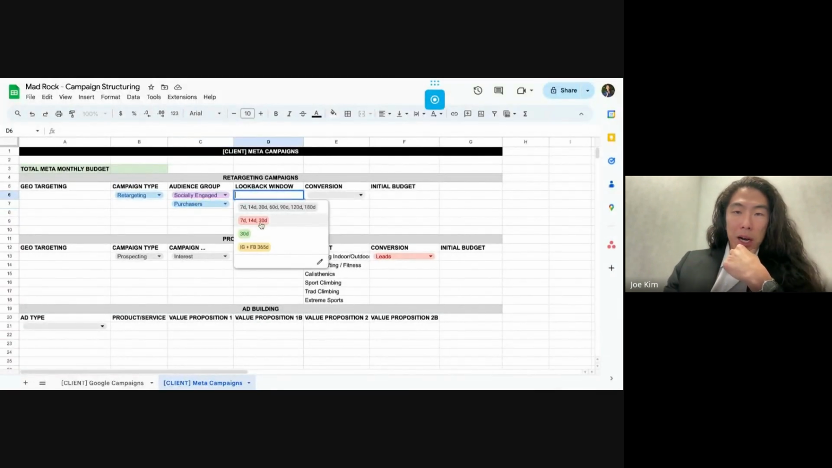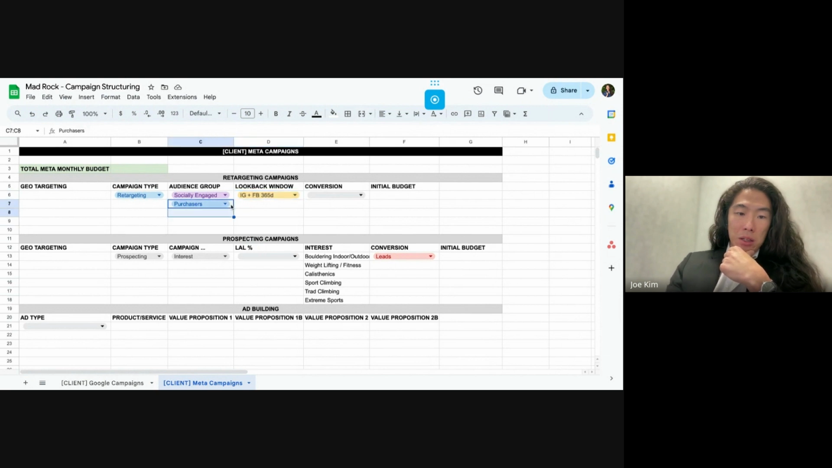Look back window. This would be dependent on how much site traffic they're getting. Don't have access to their analytics, so it's kind of hard to say. But for social engaged, a 365-day look back is not a bad way to go. Website visitors, I would see something like 7, 14, and 30 is pretty common. Purchasers, I would imagine, would be a little bit lower volume. Maybe retarget just off of 30 days. So that's kind of how I'm looking at things.